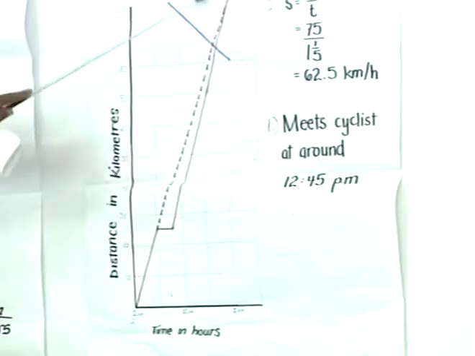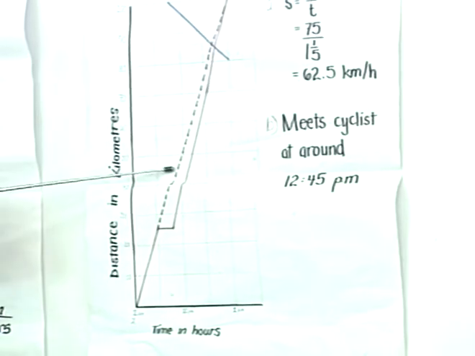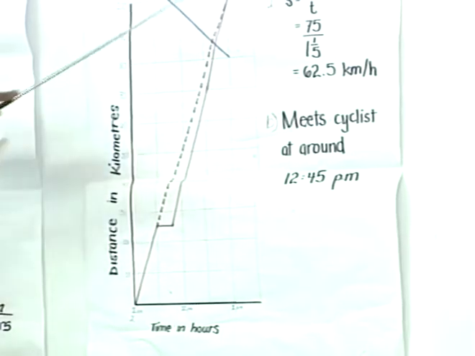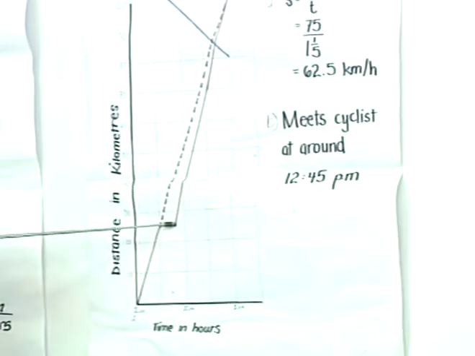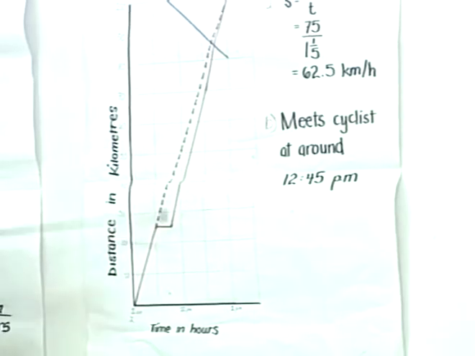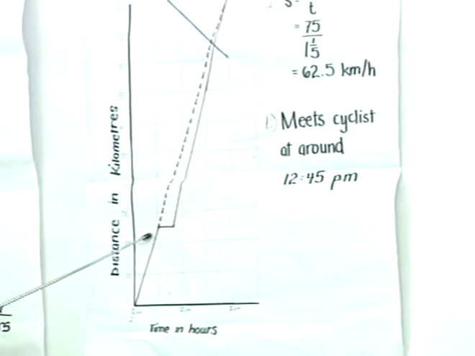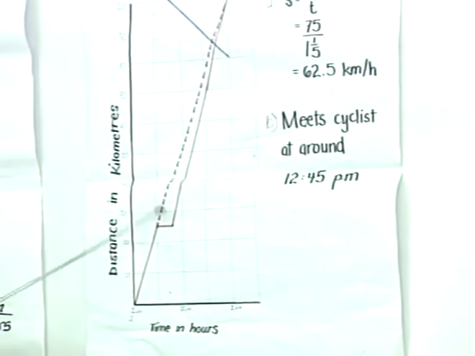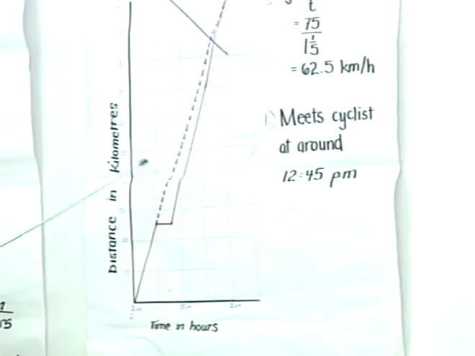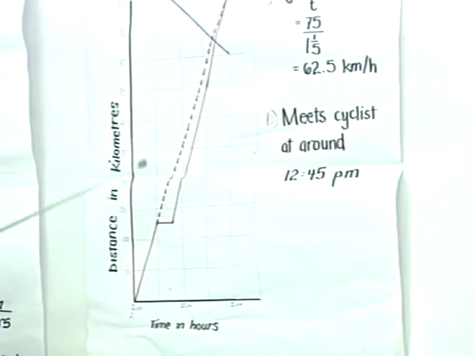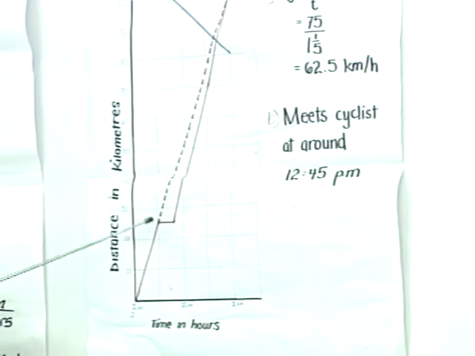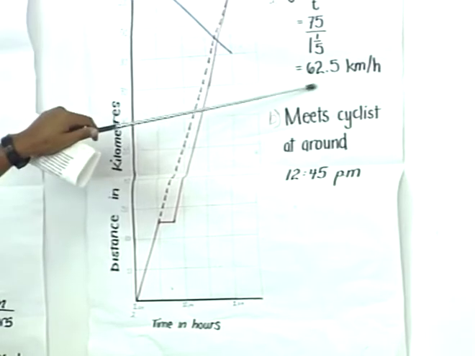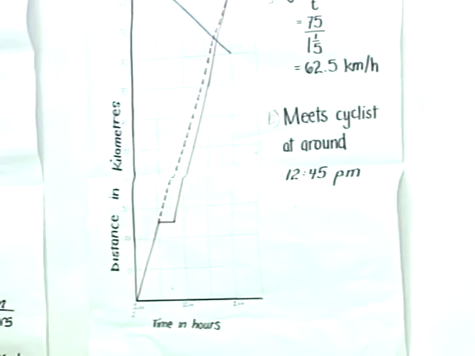This is the intended distance he was supposed to travel. From here to here, he's left with 75 kilometers to travel. So 75, which is the rise, over 1 hour 12 minutes left for him to travel the distance, which when I converted to a fraction is 1 and 1/5. So 75 over 1 and 1/5, we came up with the speed as 62.5 kilometers per hour.